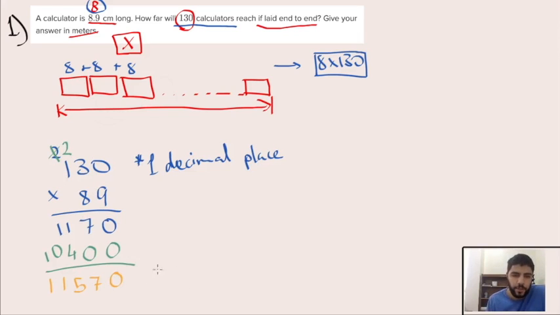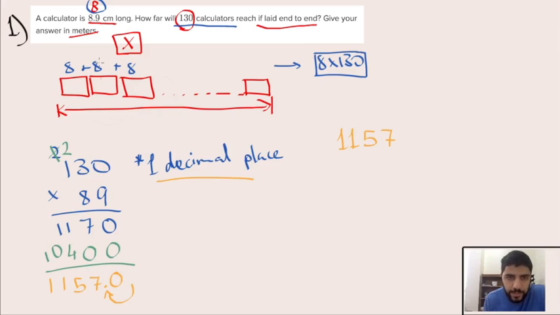Okay, so our final answer is 11,570. But wait, I have to put in my decimal point, and that's just one place here. So we got a final answer of 1,157.0, but I don't have to write the 0.0. In fact, if I do have a 0.0, I need to simplify it and not write it at all.